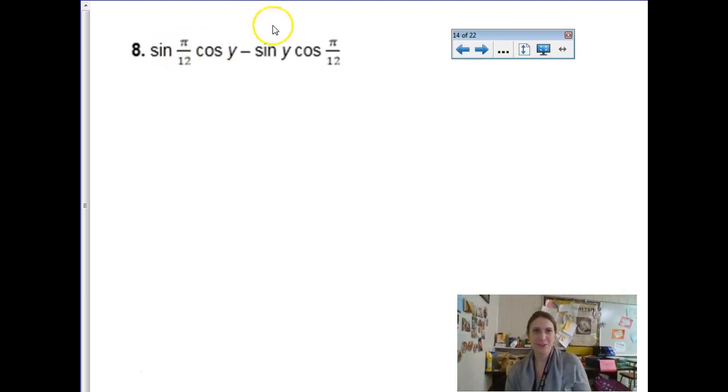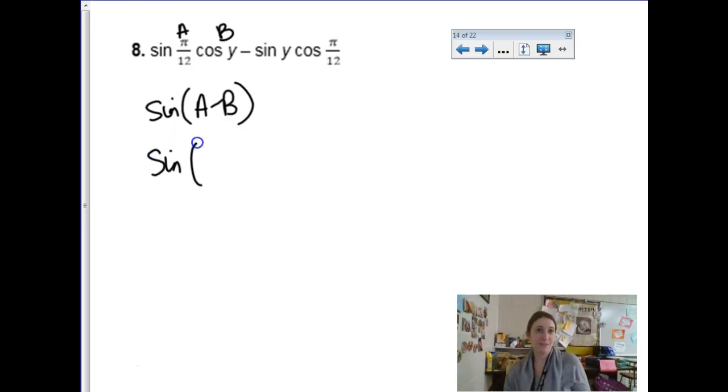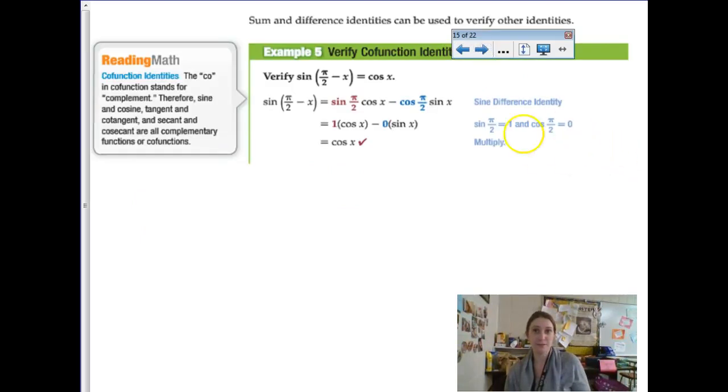Alright, sine, cosine, sine. That's an expansion of the difference of sine. So this is the same as sine of alpha minus beta, or a minus b. Here's your a, here's your b. I'm just going to write it as, oh, this is kind of gross. So it's pi over 12 minus y, and if they want me to write it as a singular expression, there you go, it's done.